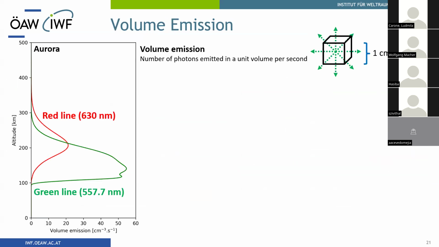Put everything together, you get what is called the volume emission, which is really just the number of photons emitted in a small cube per second. So in this case, it's per centimeter squared. And you get a profile like this for the aurora, normalized to 1 erg of precipitation. Then you can scale it based on the KP index. For the red line and the green line, the red line is higher up, as I said before, and the green line is lower. The red line is about 40 density. The green line, at least within the assumption I'm using, which is the distribution function of the electrons and so on. But we also have the airglow.